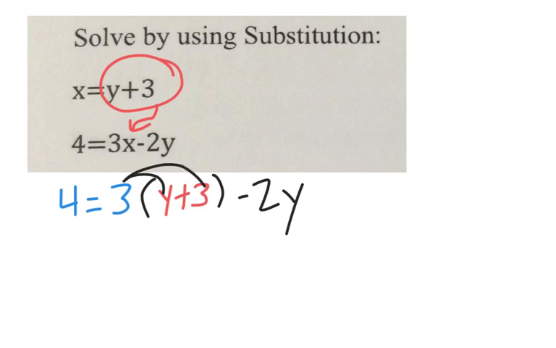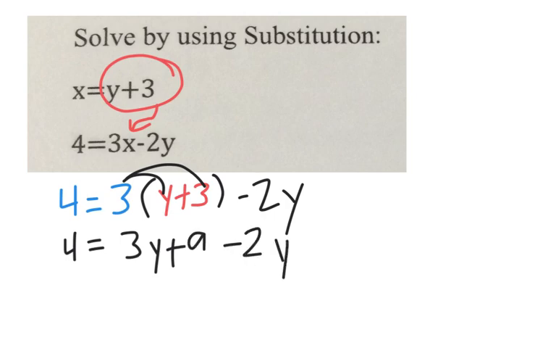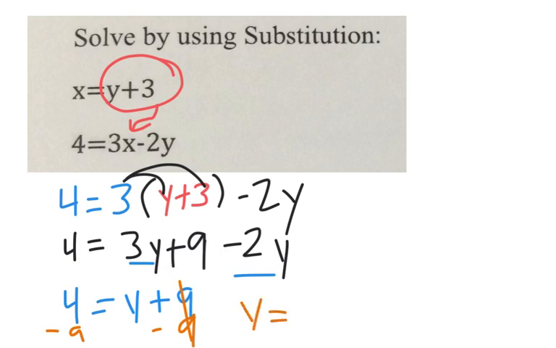Now I'm going to get the y's together so I can have a single y. So I distribute. Then I combine like terms. So 3y minus 2y is a single y. So we get 4 equals y plus 9. And then subtract 9, and I'm left with y equals negative 5.